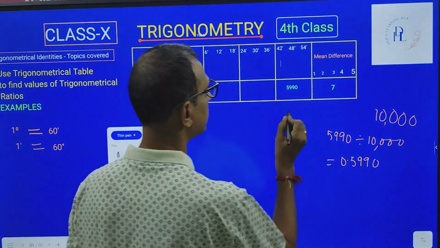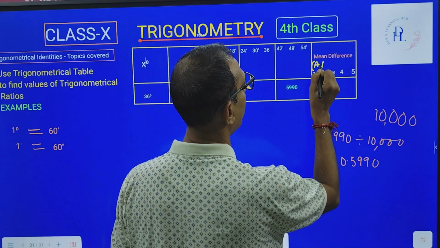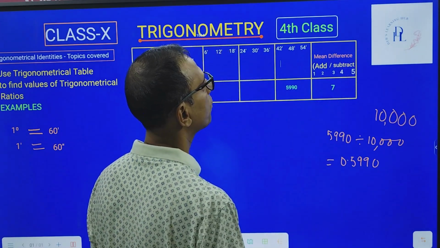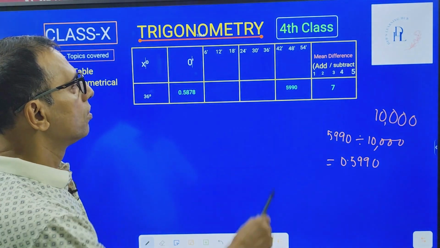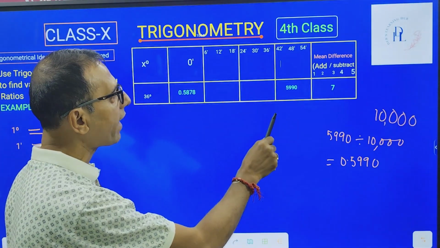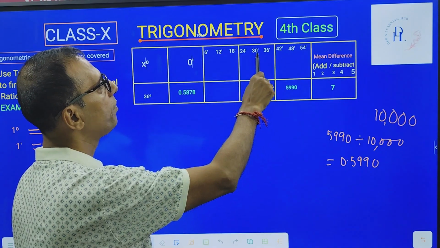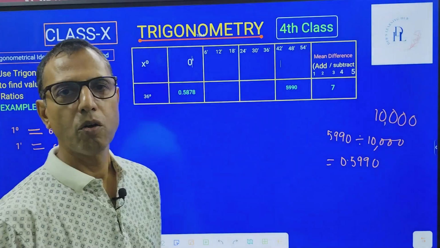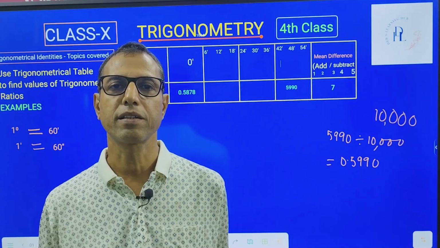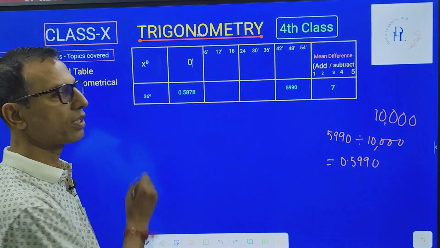It is actually for add or subtract. So mean difference is to find out the exact value if we need to find out the values of minutes that are coming in between these numbers. Now if somebody asks what is the value of sine 36 degree, you don't know it from the earlier table. You know the values of 0, 30, 45, 60 and 90, but it is asking for 36 degree.